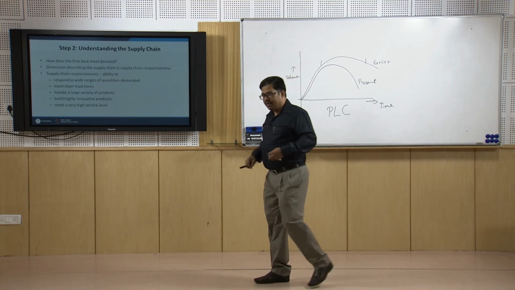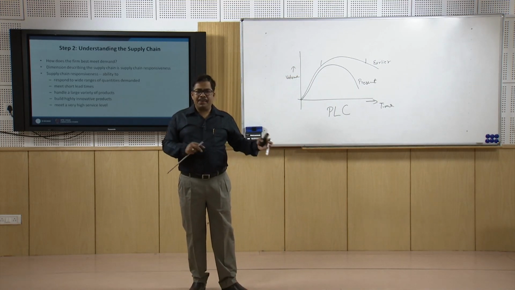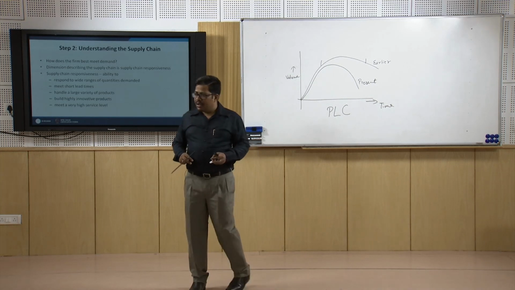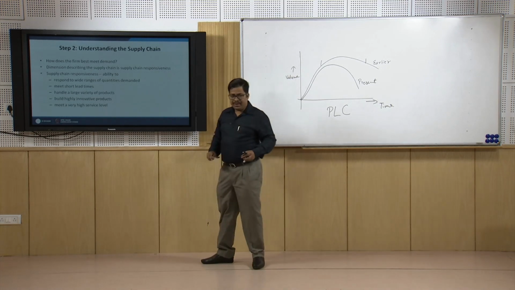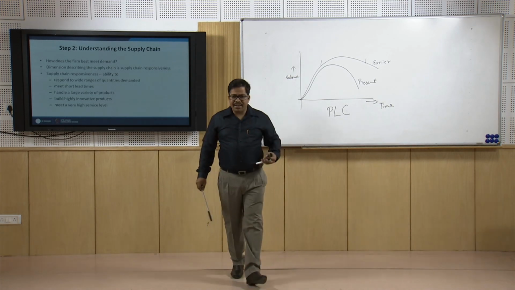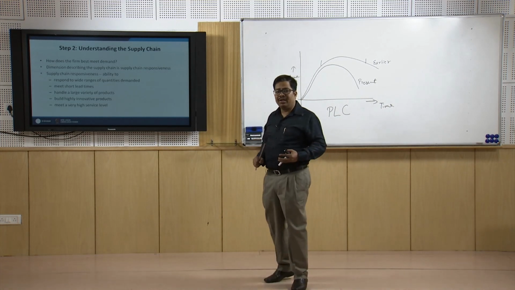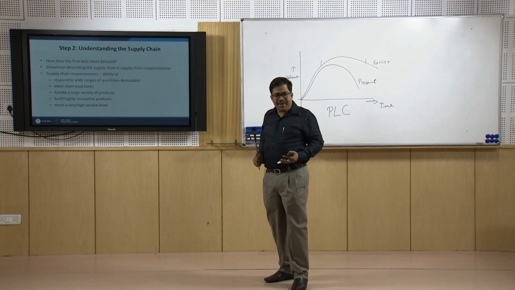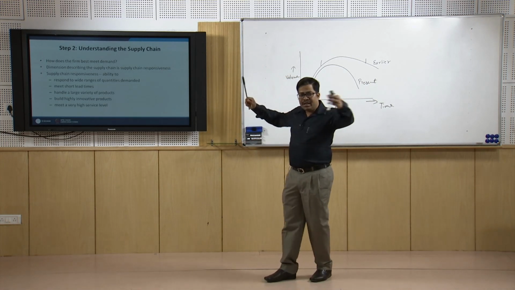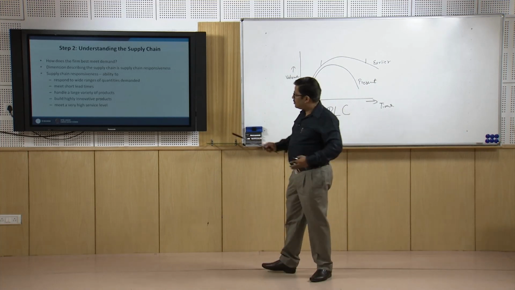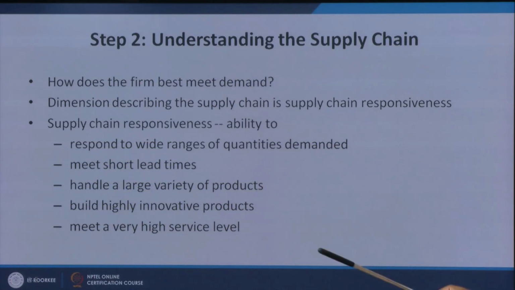Now, once we understood the uncertainties related to demand and supply in my supply chain, the next important point is to understand how my supply chain is going to answer these uncertainties, how I am going to fulfill the gaps which are there in my supply chain, and that is the second step in developing the supply chain strategy canvas.